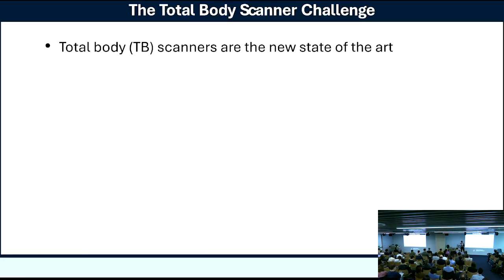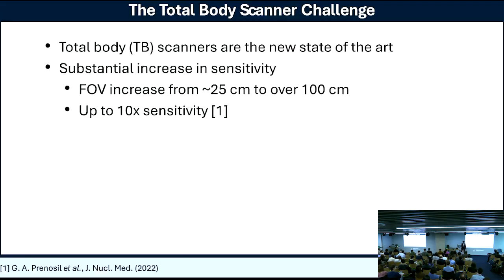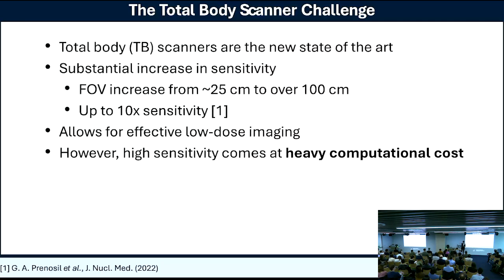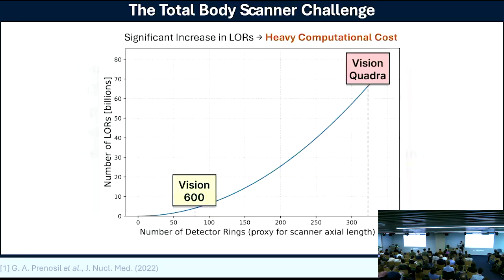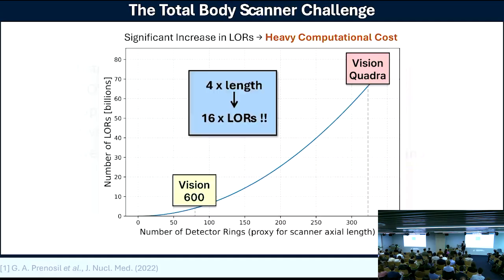As we've had plenty of presentations yesterday and today, total body scanners are becoming the new state of the art. And they have a substantial increase in sensitivity, of course, because of their increase in axial length, which allows for effective low-dose imaging, but this sensitivity comes at a heavy computational cost. And as an illustrative example, let's compare two Siemens scanners that are identical apart from their length. The Vision 600, which is a standard PET scanner, and the Vision Quadra, which is a long axial field of view scanner. Just by increasing the length by 4 times, we have 16 times the LORs.